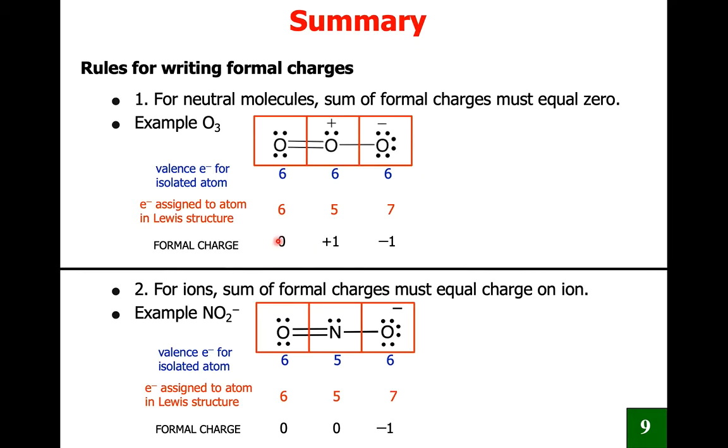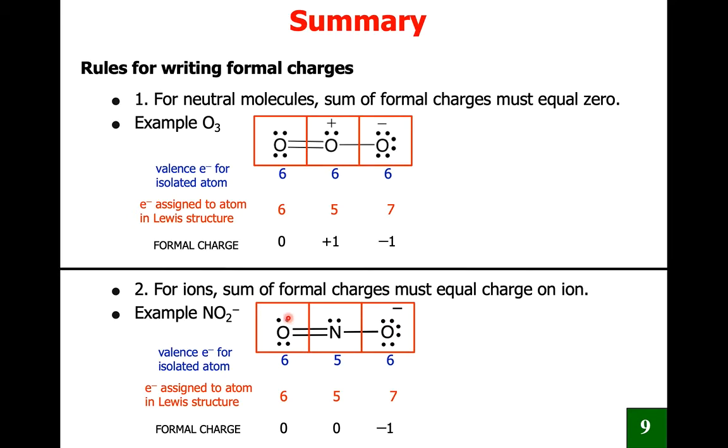And finally, this must also happen, always. 0 plus 1 minus 1 is 0. And this molecule, you'll see, has no charge indicated. And so when we sum up the formal charges, that has to happen. These have to sum to 0 since this is a molecule with no charge overall. And then for ions, the sum of the formal charges must equal the charge of the ion. And let's see how we get to that.